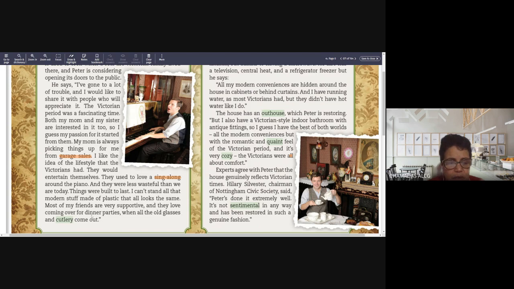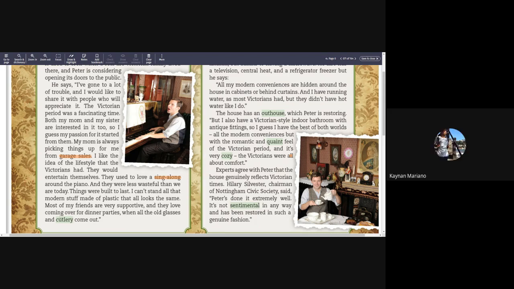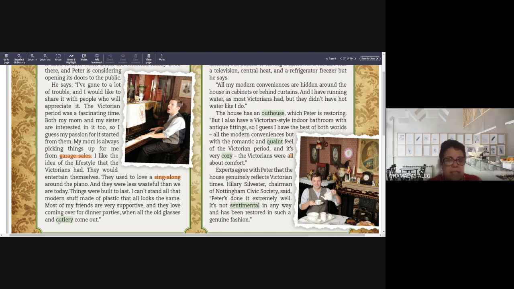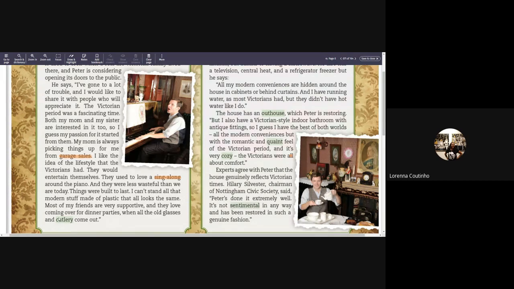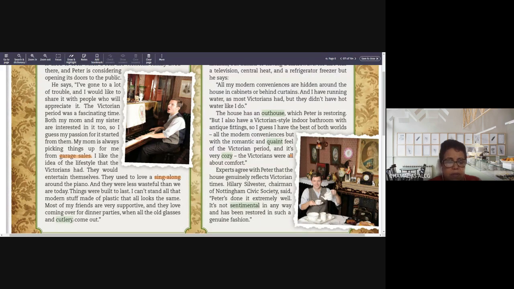Cutlery. So here you have, most of my friends are very supportive and they love coming over for dinner parties when all the old glasses and cutlery come out. What's cutlery? Yes, that's my question. I don't know. Does anybody know?